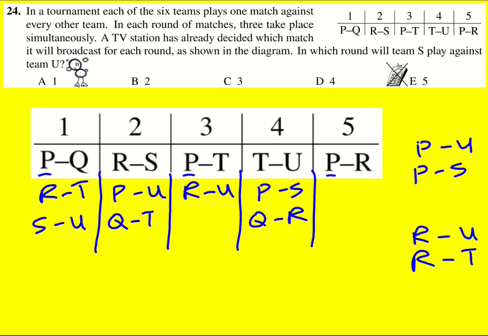Just going to finish off this table, I think, because we're not far off. So this one must be Q against, what have we got? P, Q, R, S. And then here, we've just got to work out what's missing. So Q has not yet played... they played P, R, S, T. They haven't played against U. And then S must be playing against T.